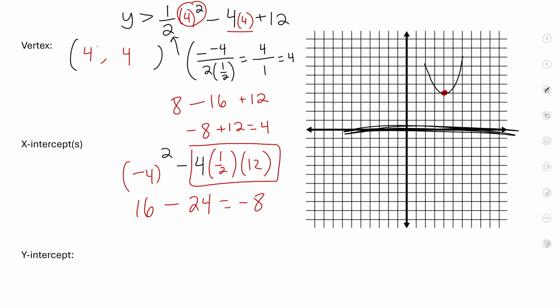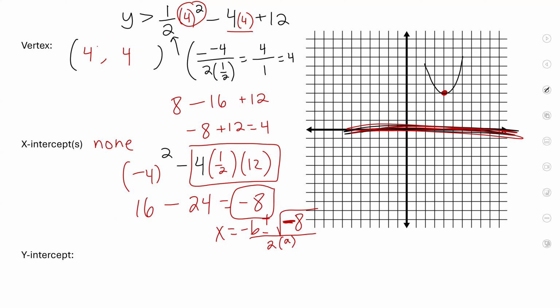So if you use the quadratic formula, which is x equals -b plus or minus square root, you put the discriminant inside there all over 2a. I'm going to get an imaginary number because I have a negative under the square root. So that means we're not going to have any x-intercepts. So for x-intercepts, I'm just going to put none. It's facing up. It won't go through the x-axis because my discriminant was negative.